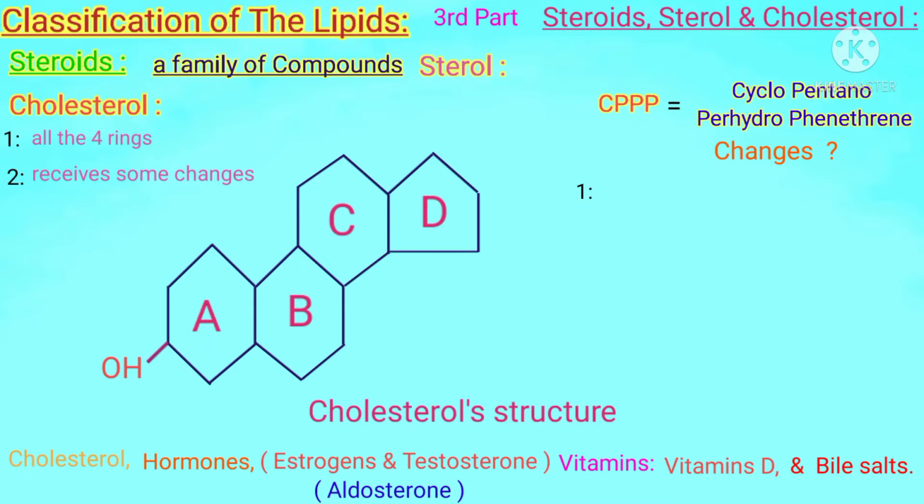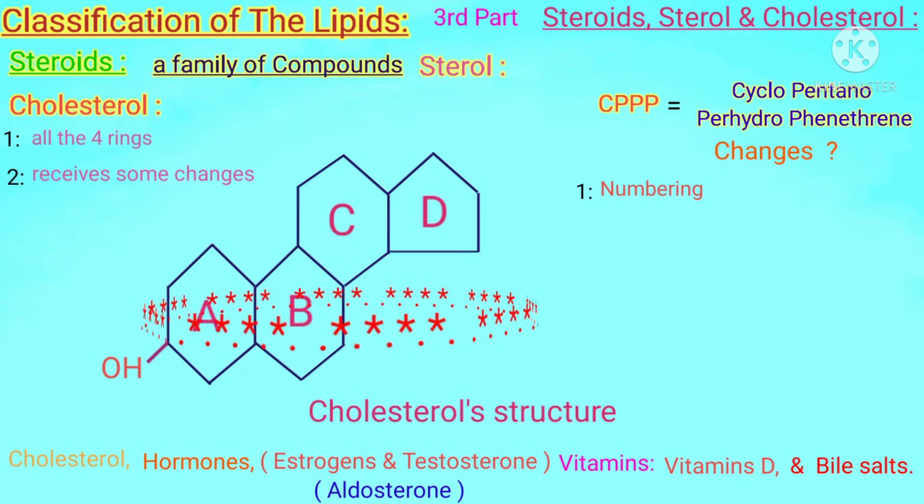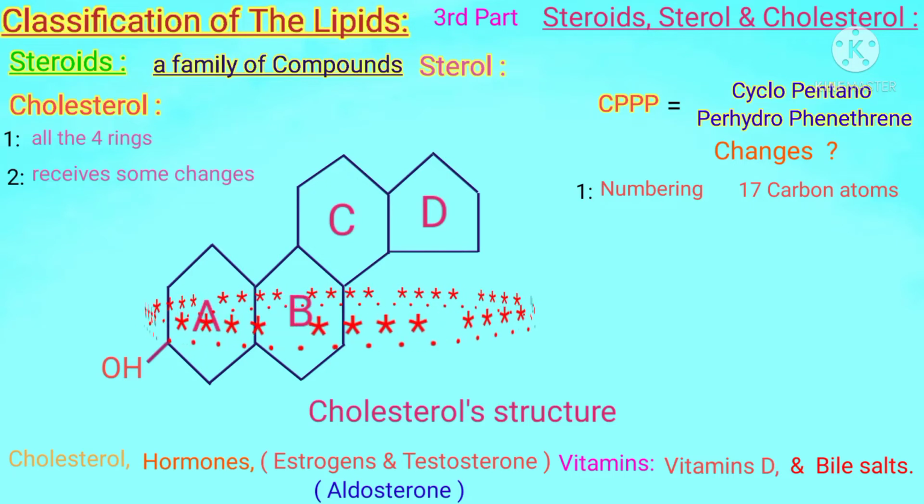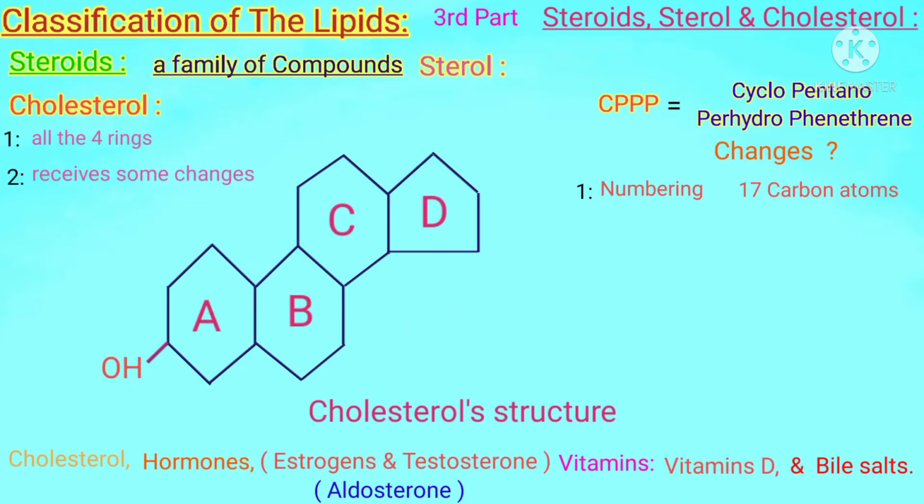The first change is of numbering, because the numbering is so important. Students, all of these four rings of cholesterol have 17 carbon atoms, one carbon at every corner of every ring. So now we will arrange the 17 carbons of cholesterol, keeping one carbon at every corner of every ring. Starting from here, we put the carbons in this manner like a C form, then again like an inverse C form. Then we write the next carbons in this fashion, and again like a C form.